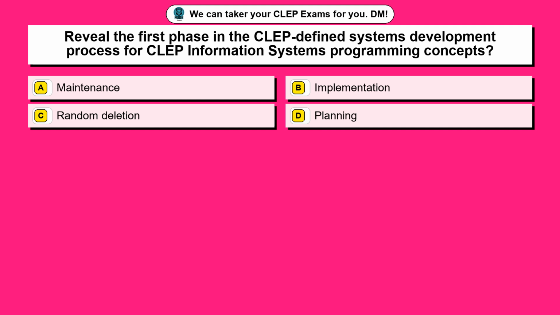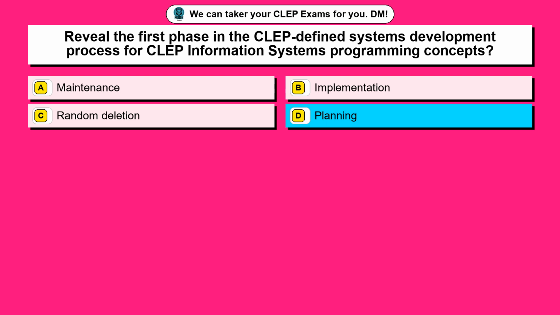Question 64. Reveal the first phase in the CLEP-defined systems development process for CLEP Information Systems programming concepts. Option A. Maintenance. Option B. Implementation. Option C. Random deletion. Option D. Planning. The correct answer is option D.